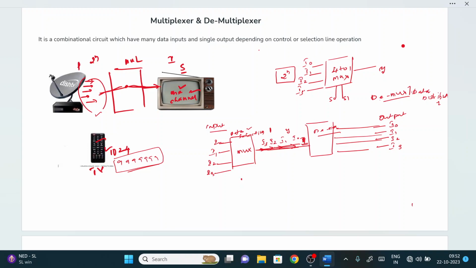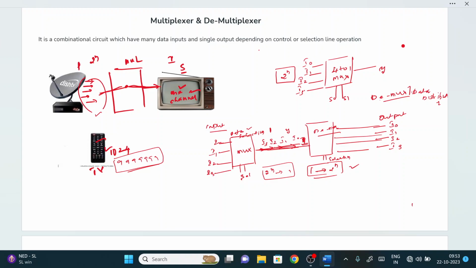What is the operation of the demultiplexer? It converts a single input into 2 power n outputs, whereas the multiplexer performs 2 power n inputs to a single output value. If you want a priority-based mechanism, then we require selection lines. So here also, in the same case, we require selection lines. This is the concept of multiplexing and demultiplexing.